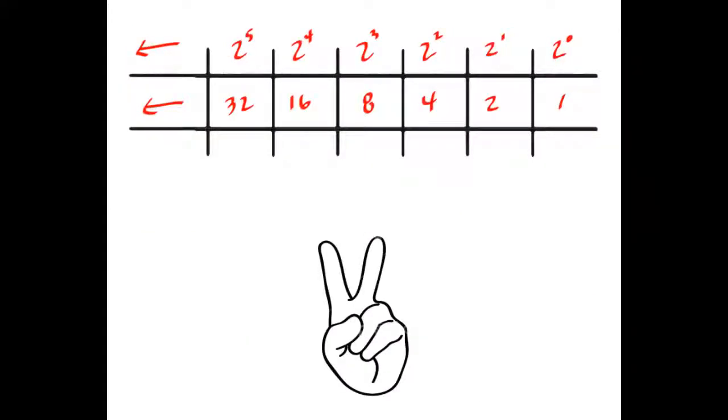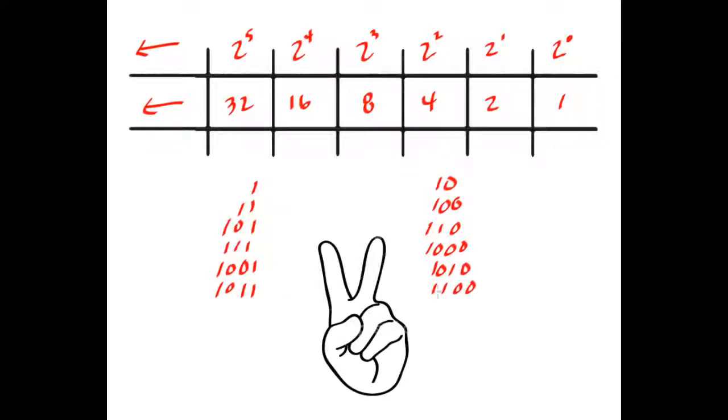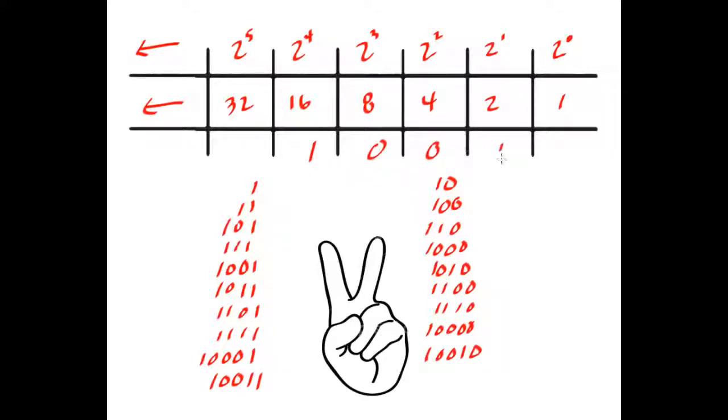Okay, let's count to 19 smiley faces in binary. Remember, the only digits we can work with are 1 and 0. So 1, 10, 11, 100, 101, 110, 111, 1,000, 1,001, 1,010, 1,011, 1,100, 1,101, 1,110, 1,111. This is making my brain hurt. 1, 0, 0, 1, 1. So 1, 0, 0, 1, 1. 1 16, 1 2, and 1 1. Sounds right.